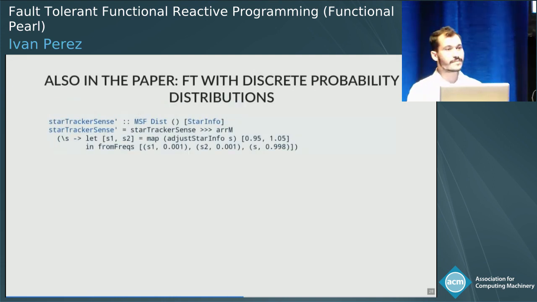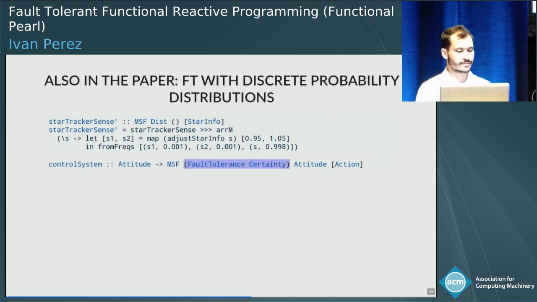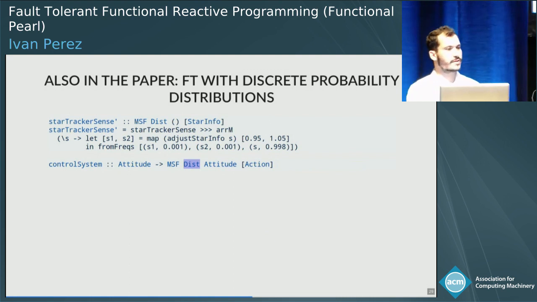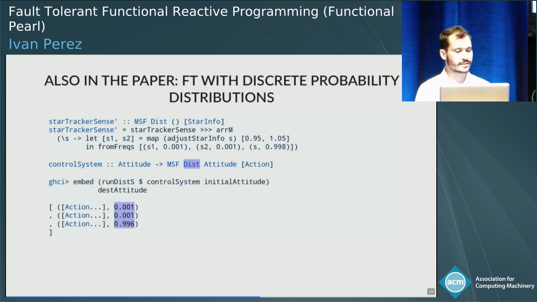So that's it. That's the main idea of the paper. But there's a lot of power that comes with it. Picking different monads gives you a lot more information about what's going on in the system. You can use a probability monad, and then you start getting outputs with different probabilities. The only thing you need to change is you implement the faulty star tracker in a different way. You change the signature from the fault tolerance monad to the distribution monad, I guess. And then you run it, and you get different outputs with different probabilities.